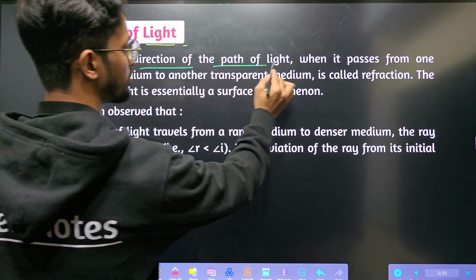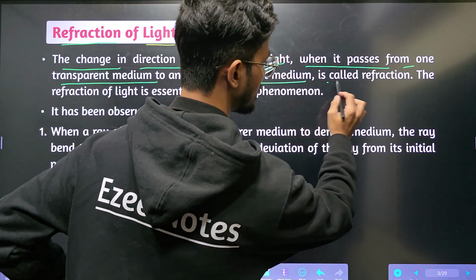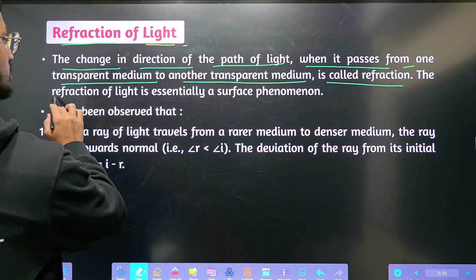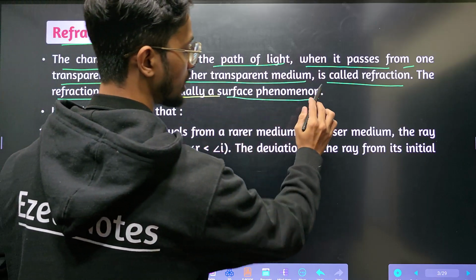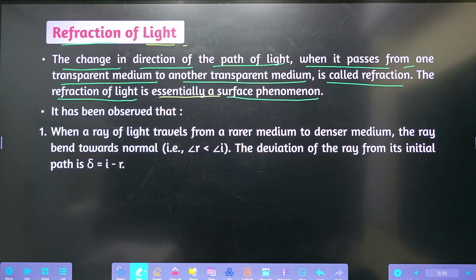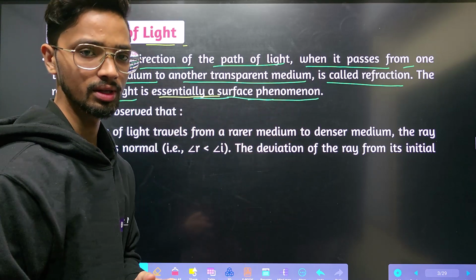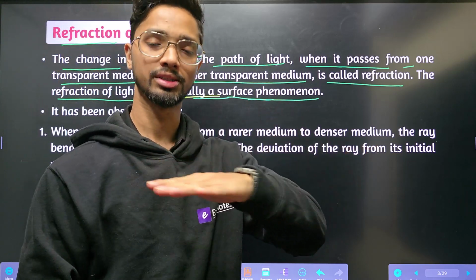The change in direction of path of light when it passes from one transparent medium to another transparent medium is called refraction. The refraction of light is essentially a surface phenomenon. It will happen on the surface.